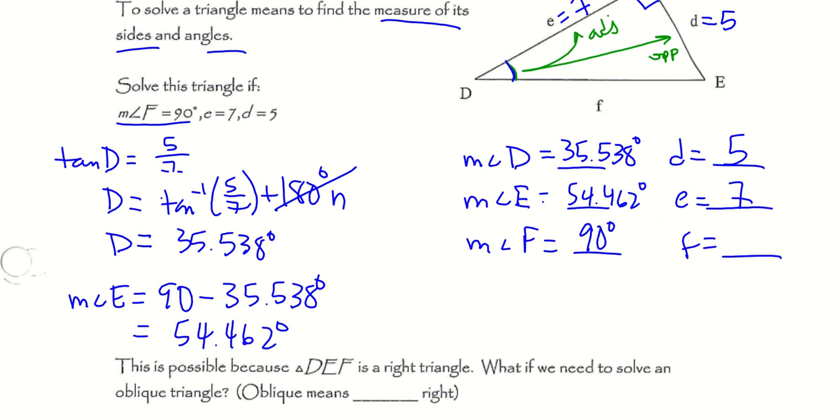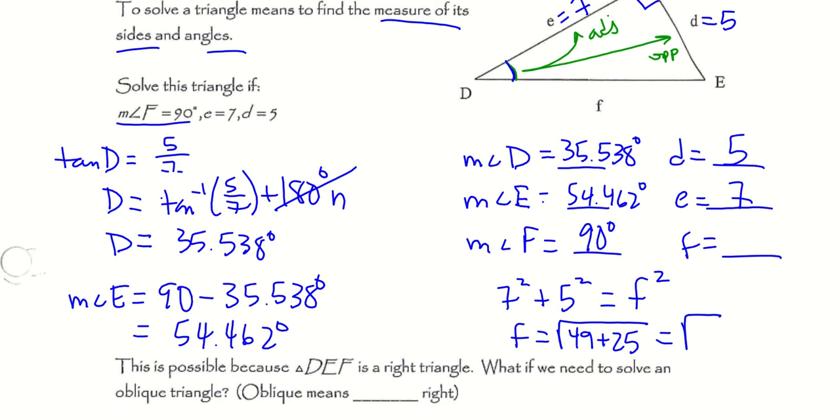All I'm left with is side F, and since this triangle is a right triangle, we can use Pythagorean's theorem, which says that legs squared, so 7 squared plus 5 squared, will equal hypotenuse squared. F is the hypotenuse. Solve for F by taking the square root of 7 squared, which is 49, plus 5 squared, which is 25, and we get F is the square root of 74.